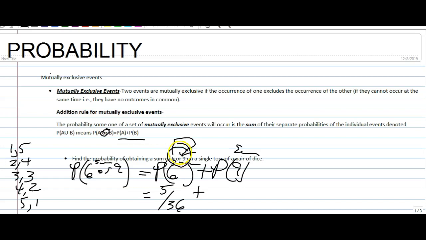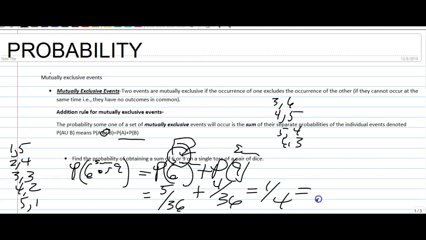So according to the counting principle, I have 6 times 6, which is 36 ways that they can occur together. The sum of 9, I think that we've already discussed that earlier. To obtain the sum of 9, I can have 3 on the first die, 6 on the second, 4 and 5, 5 and 4, and 6 and 3. So there are 4 ways that I can obtain a sum of 9. So the probability of attaining a sum of 6 or 9 would be the sum of the separate probabilities, which is 1/4, which is 0.25.